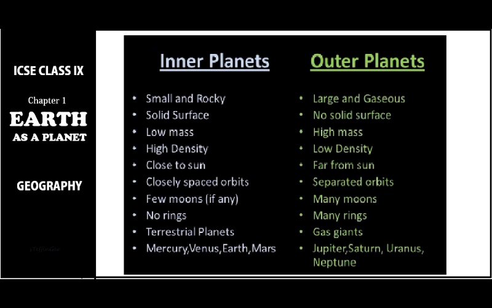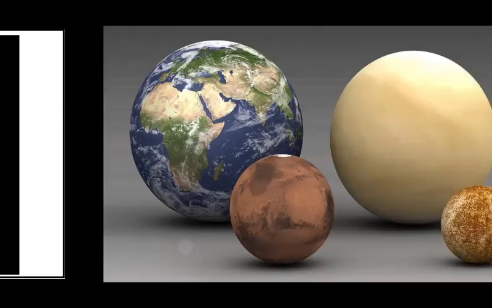Then inner planets do not have rings, but outer planets have rings. Not all of them, but Saturn and Neptune, yeah, right. They have many rings. Then inner planets are terrestrial, outer planets are gas giants. Example: Mercury, Venus, Earth, and Mars. And in case of outer planets, there is Jupiter, Saturn, and Uranus. If you want, you can pause it and you can write it down, right?